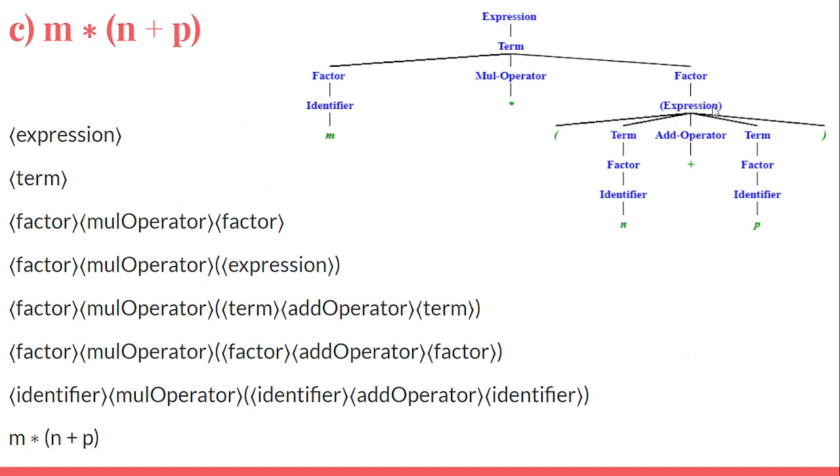When we are applying expression here, we have to insert two brackets, and it will be replaced with term, add operator, term. The first term will be changed to factor and replaced with identifier to give us the n. The middle add operator will give us the plus, and the last term will give us the identifier p. So we can generate m times n plus p with this grammar. So it is also a valid string.